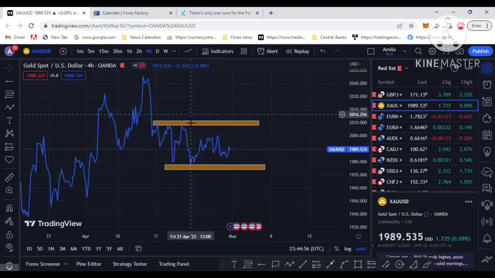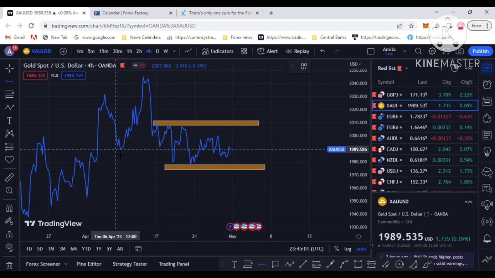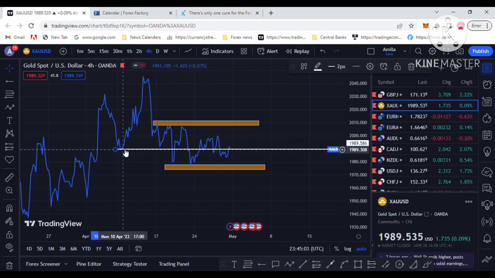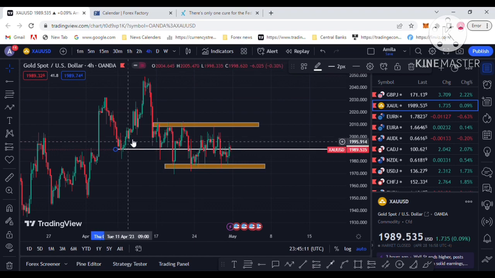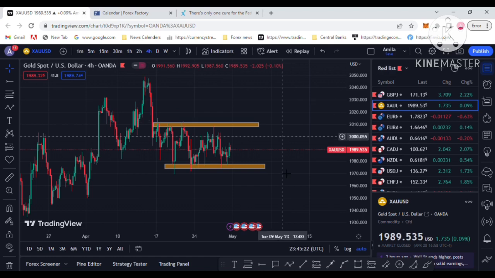I moved to the line chart. On the line chart you can see the huge support on the left side can be resistance on the right side. So that's the technical picture I have. Gold is in a ranging movement, between the 1975 and 2010 price levels.